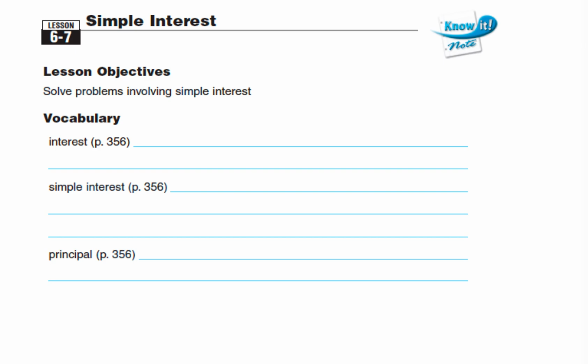So simple interest. Our formula for interest is this: interest equals P principal times rate times time. Interest is an amount of dollars earned or owed. Okay, so simple interest is what our formula is that we're doing up there. It's based on a percent per year.